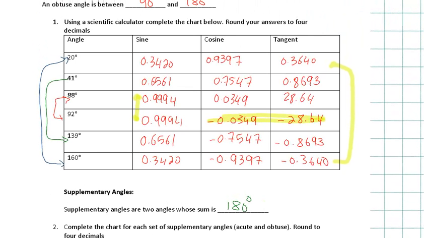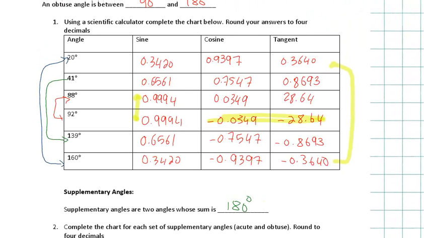Because I know that the relation between the 88 and the 92, they're supplementary angles, so the sine, cosine, and tan are going to be the same, except cosine and tan are going to be negative. So these are the fixed supplementary angles? They are. Supplementary angles means two angles that add up to 180.